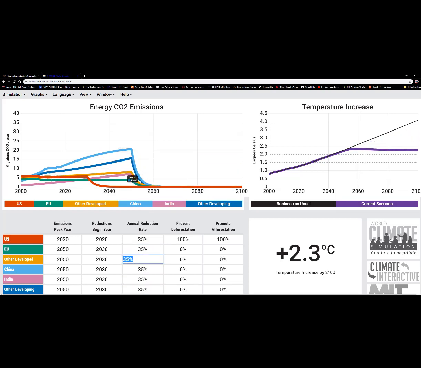See my curves? They drastically drop off. And look, over here I managed to keep my reductions to within 2.5 degrees. So this is a pretty aggressive rate. Okay.